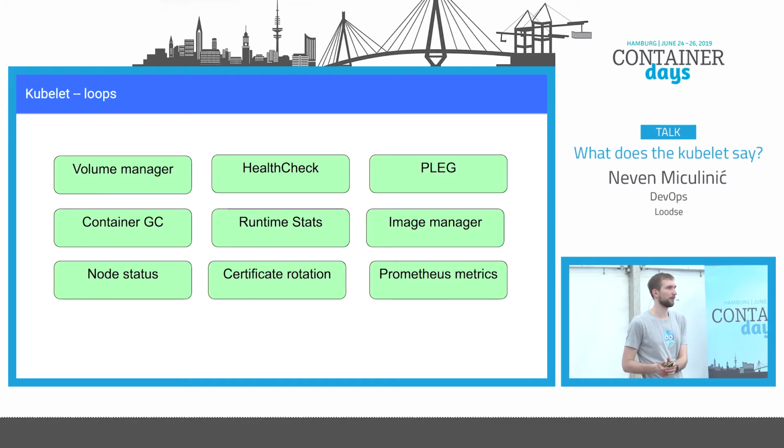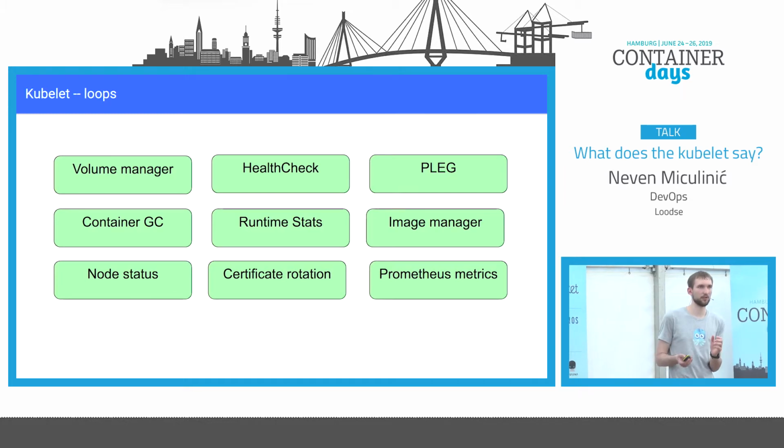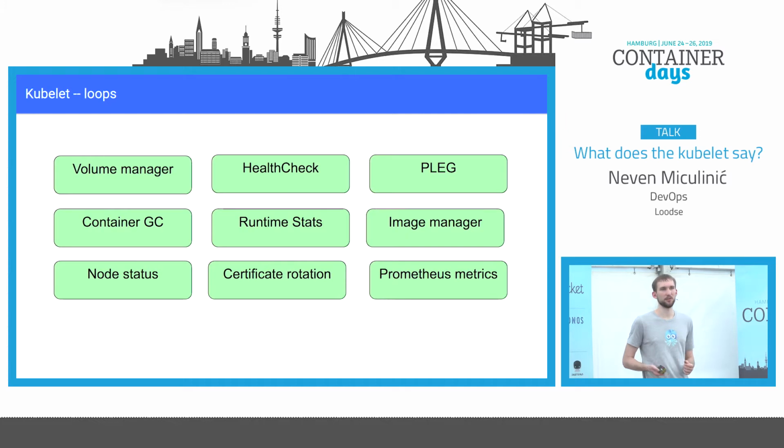It's also responsible for emitting health checks and checking the health of your pods. It's responsible for pod lifecycle and event generator. It's responsible for container garbage collection, for exposing runtime statistics. Its responsibility is also image management, so that images don't overflow the hard disk memory of your nodes. For fetching node statuses and updating to the API server, for certificate rotation within the API server, and expose a bunch of Prometheus metrics, which is quite a lot.